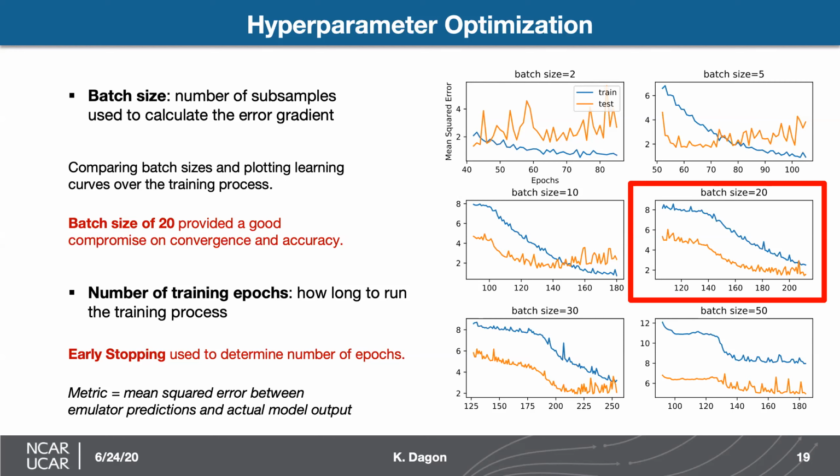So hopefully that was a helpful overview of hyperparameter optimization. There's a lot to talk about there, but that's the basics of how I went about my process.